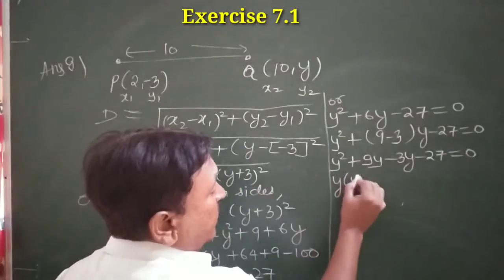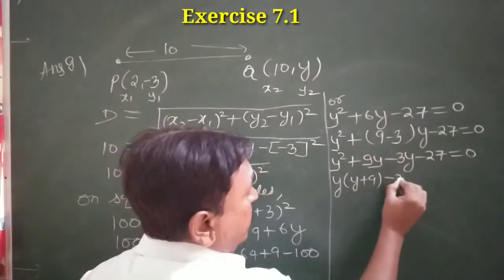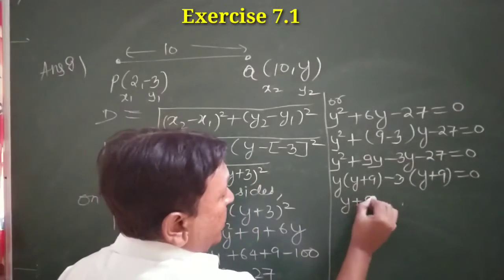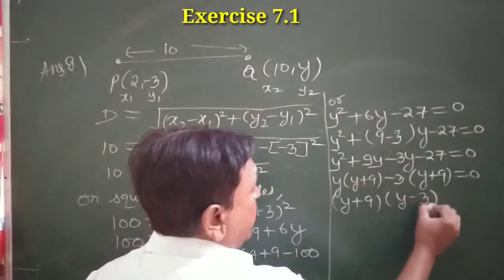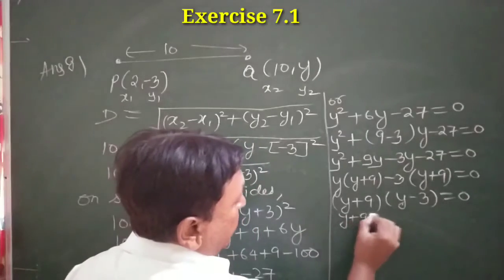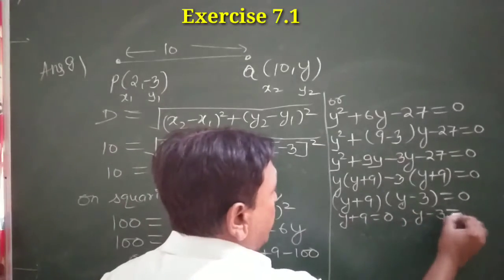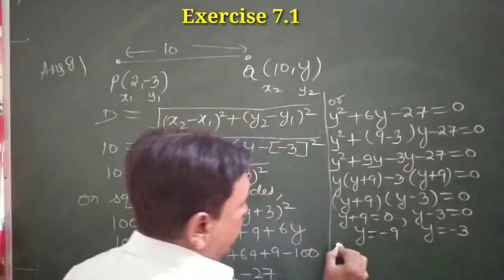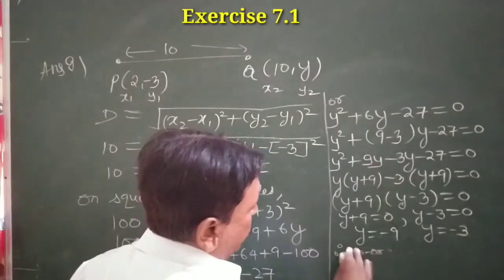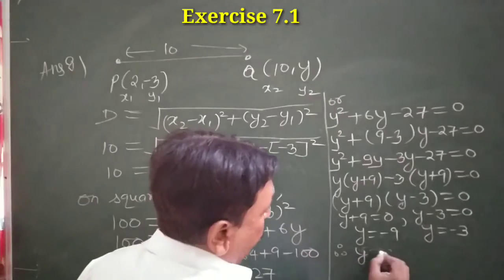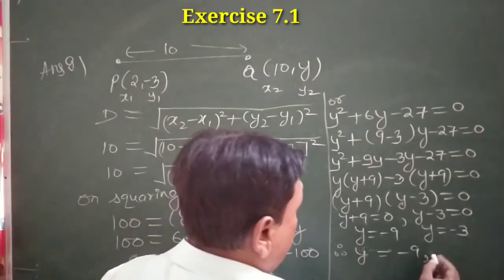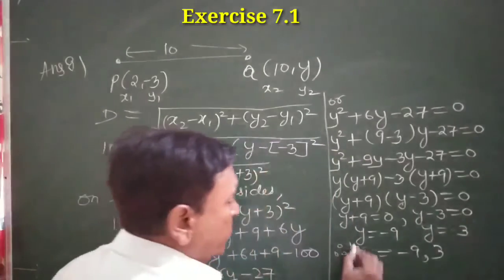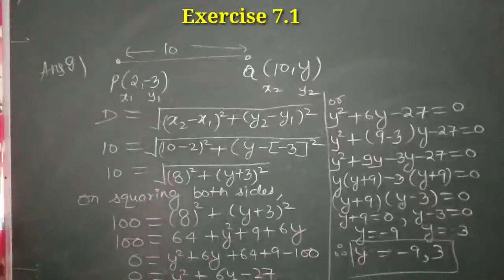Take common y from here, y plus 9. From here minus 3 will be common. So what will be left? y plus 9 equals 0, means y plus 9 times y minus 3 equals 0. It means y plus 9 equals 0, y minus 3 equals 0. So we are having two values of y. Therefore y can be minus 9, 3. It is negative, so it will go positive. Okay. So this is our needed answer. Okay. Note it.